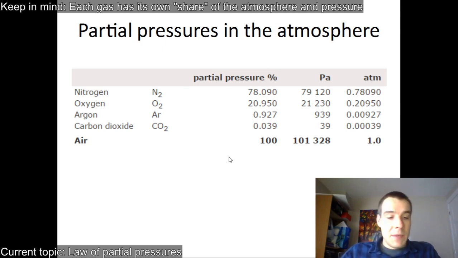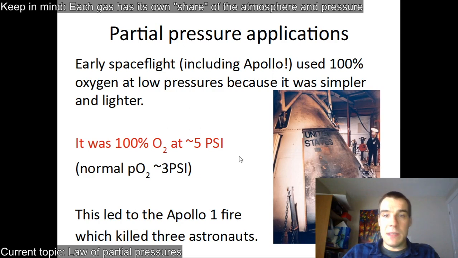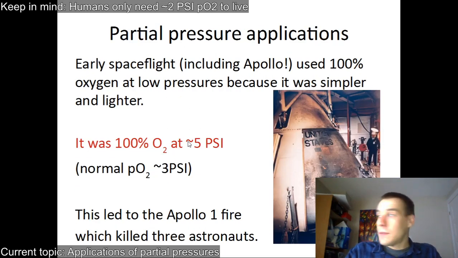Yeah, that's partial pressures. I believe we're next up into applications. So let's talk about applications of partial pressures. Okay, so partial pressure applications.